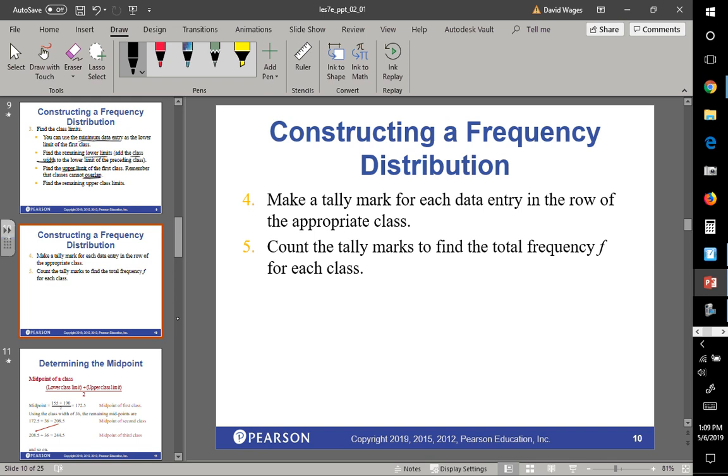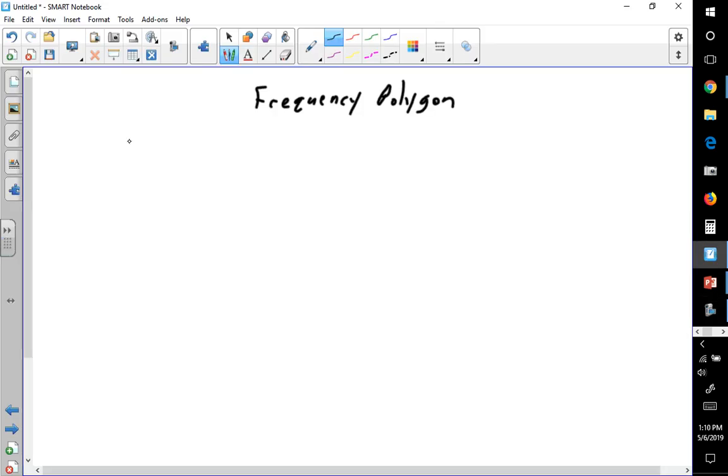Often we will make a tabulation chart and we use tally marks as we go through each piece of data. We'll put a mark in the class that it goes with so that when we get through tallying, we can just count up. Okay, there are 3 tally marks, so there are 3 that go in that class. There are 7 that go in the next class. So let's look at an example.